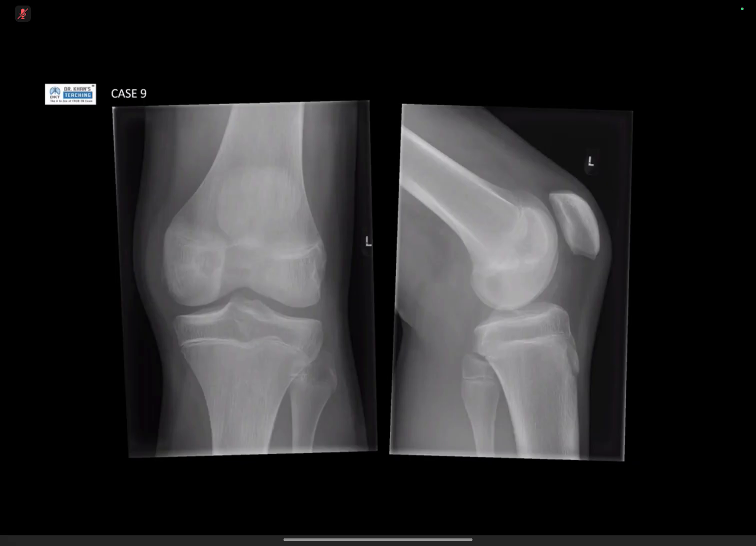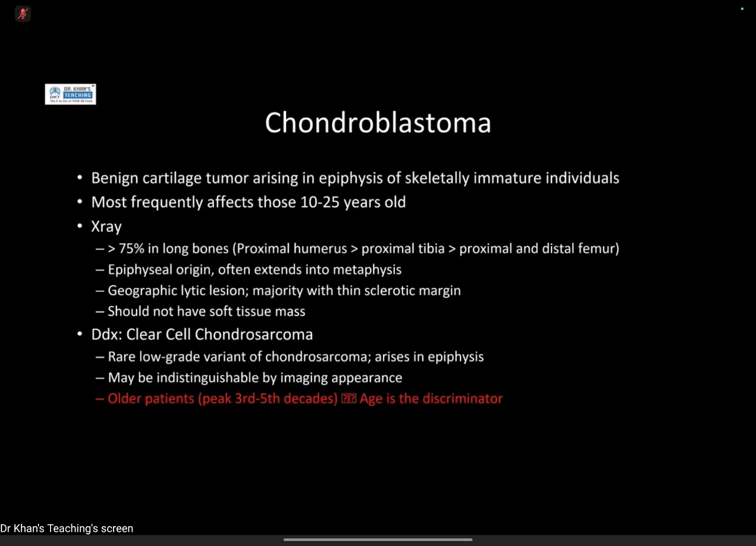Another differential for a lucent lesion in the epiphysis could be what's called chondroblastoma for this region in the immature skeleton. Excellent. Well done. Nice description and really good, sensible differential there. So this is a chondroblastoma.